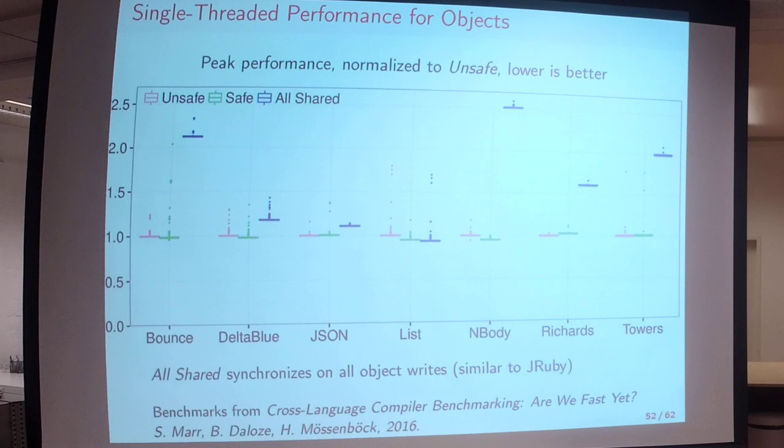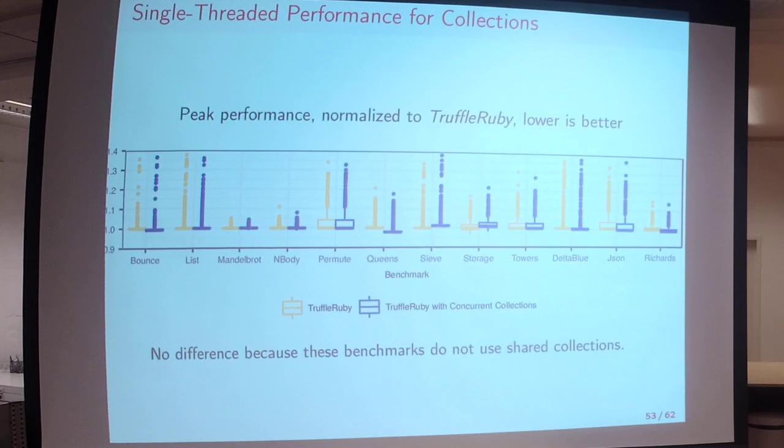On the other hand, if you synchronized on every write, which is, for instance, what Jeremy does, then on some benchmarks it can be pretty bad, like up to 2.5 times slower on Embody, because then every object write becomes more expensive. But here, since it's a single-threaded benchmark, all objects are local, they can only be reached by one thread, so we have no overhead, we have no synchronization. And we can do the same trick for collections, of course. So again, TruffleRuby, the unsafe version, and then the one with the thread-safe collection: same performance everywhere for single-threaded benchmarks.